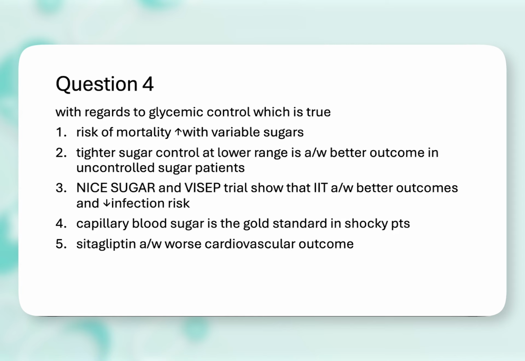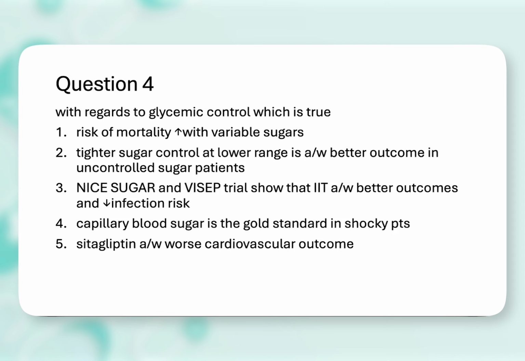So after each section, I'll give a brief 5 to 6 minute overview of that particular part, the general theory part, then I'll move on to the next section. So this one, with regards to the first option, risk of mortality increases with variable sugars, actually is true. There is something known as a coefficient of variance, which, if increasing, indicates higher mortality.